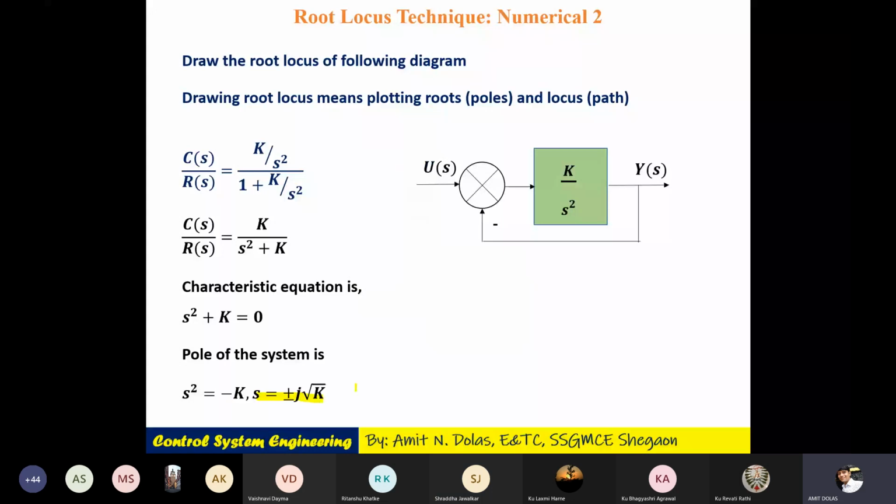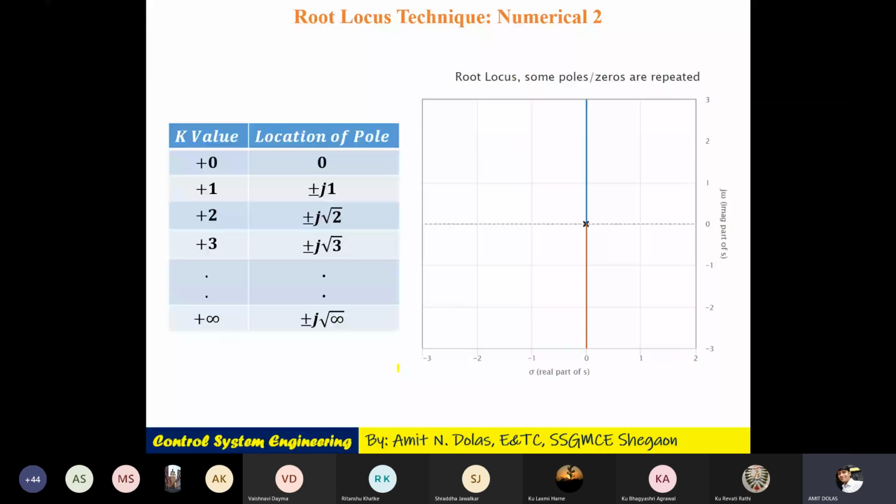So let's see how to plot. Yes, if k value is 0, it will be under root of 0. So pole will be here. If it is 1, then it will be under root of 1. So there will be somewhere here pole, that is plus under root 1 and minus under root 1. If k value is 2, then it will be plus under root 2 and minus under root 2. Like if it is 3, it will be plus minus under root 3 somewhere here. So this is for just understanding.